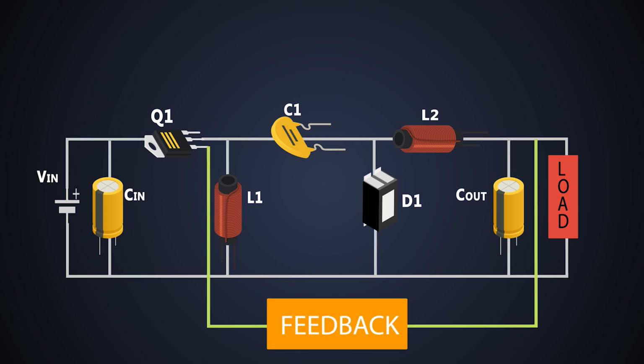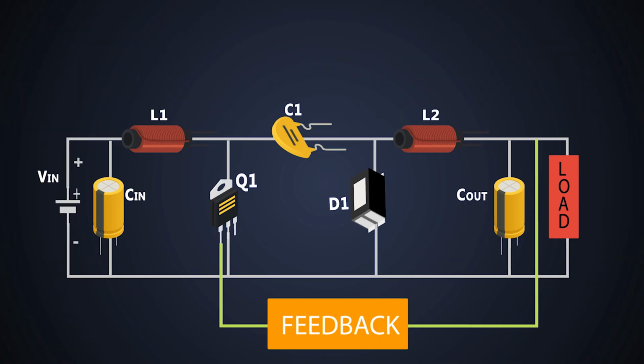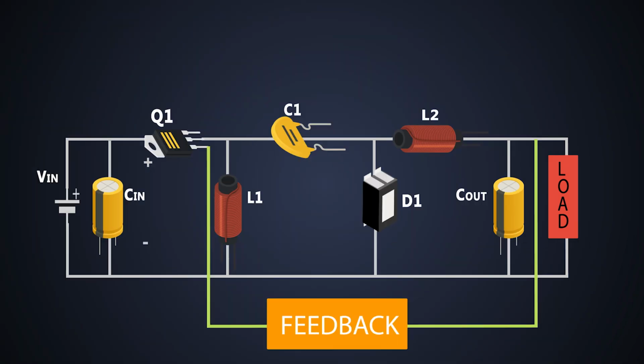PWM pulses are given to the MOSFET, which switches the MOSFET on and off, and that's how the output voltage is adjusted. Unlike buck boost and Cuk converter, it doesn't give inverting output voltage. The output voltage is of same polarity, and this can be either higher or lower than the input voltage depending upon the duty cycle of the PWM given to the MOSFET. The output voltage of the Zeta converter is given like this, where D is the duty cycle of the PWM pulses given to the MOSFET.